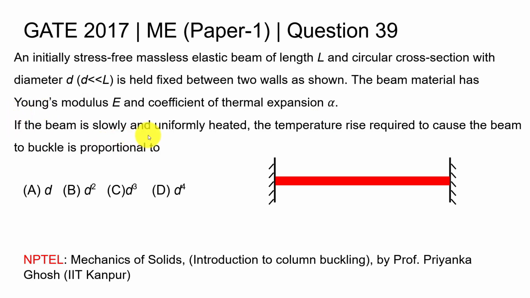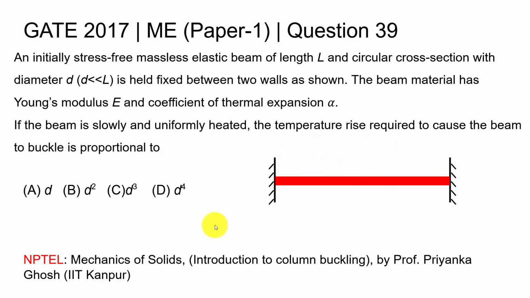If the beam is slowly and uniformly heated, the temperature rise required to cause the beam to buckle is proportional to what? So basically, if the beam is slowly and uniformly heated, the temperature change will cause buckling in this system because it is fixed at both ends. So during this buckling process, what is the temperature rise a function of?